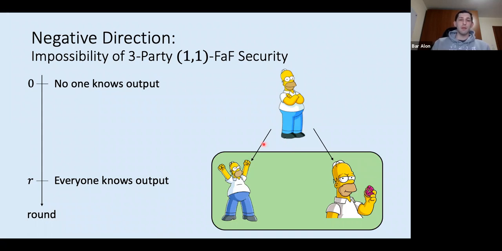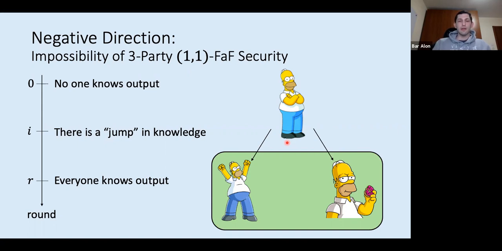And because this happens in a few rounds, in our R rounds, this means that somewhere in the middle, there should be a jump in the knowledge. So this pair, suddenly they know a lot, just because the third party sent them some information. There has to be a round where this is considered a lot of information, because in our R rounds, they're going from knowing nothing to knowing everything.